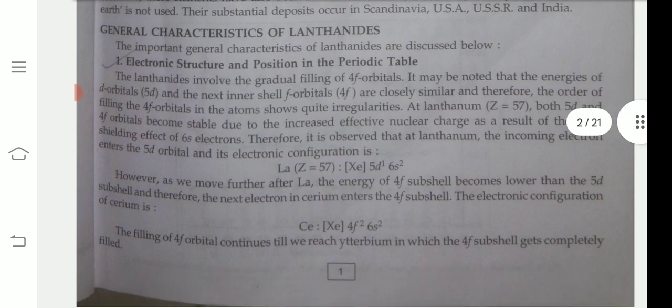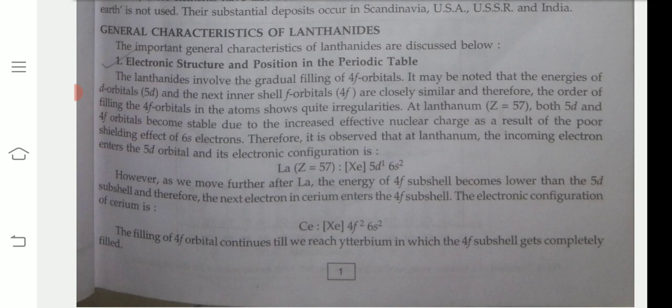General characteristics of lanthanides. The important general characteristics of lanthanides are discussed below. Electronic structure and position in the periodic table. The lanthanides involve the gradual filling of 4f orbitals. It may be noted that energies of d orbitals and the next inner shell f orbitals, that is 4f, are closely similar and therefore the order of filling the 4f orbitals in the atom shows quite irregularities.